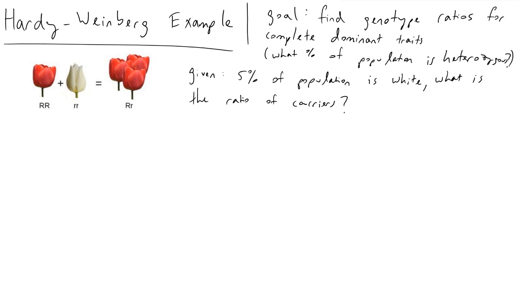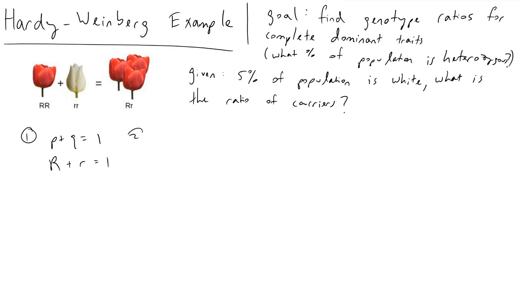The first part of the Hardy Weinberg equation is very intuitive. It tells us that p plus q equals 1. What this really tells us is that the number of big R alleles plus the number of little r alleles must sum to unity. So if you had 30% big R alleles, you must have 70% little r alleles.